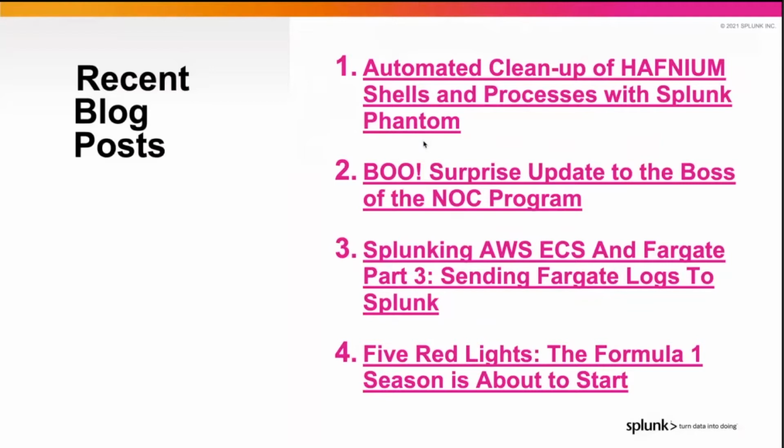The third was a post about Splunking AWS ECS and Fargate. This one's part 3. It has links to part 1 and 2. Part 1 is more about connecting your Splunk instance to your AWS account. Part 2 is talking about Splunking ECS in particular, and then part 3 is Fargate. So you don't necessarily have to read part 2 in order to read part 3, but part 1 is probably pretty important if you haven't worked in that before.